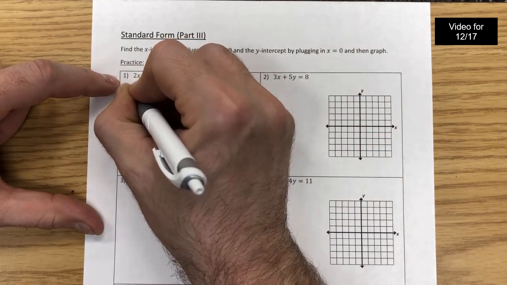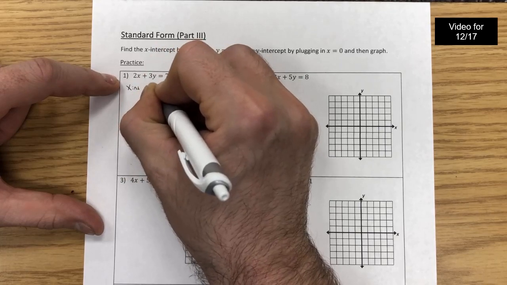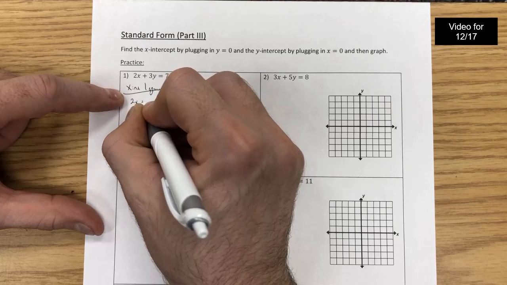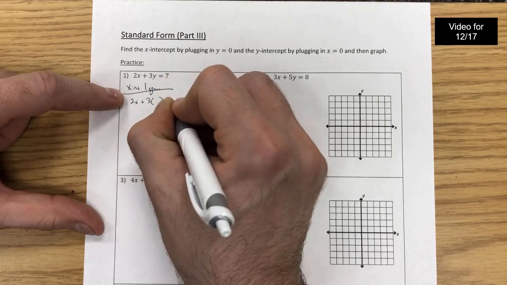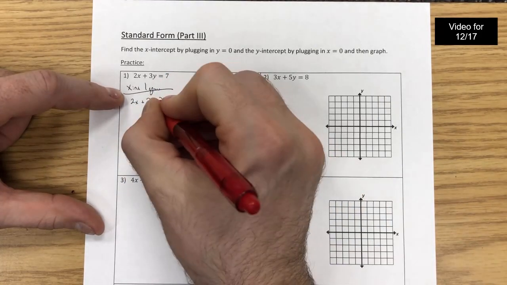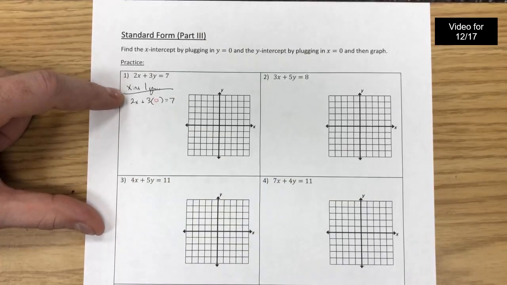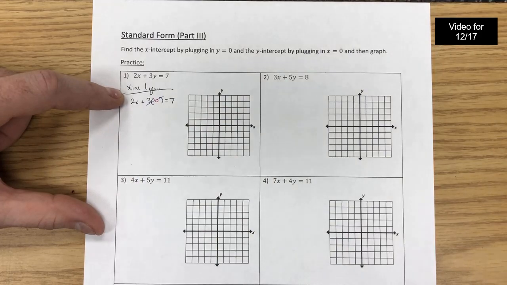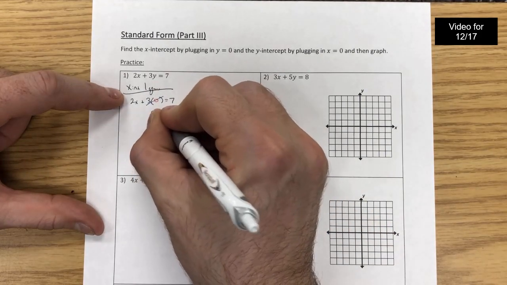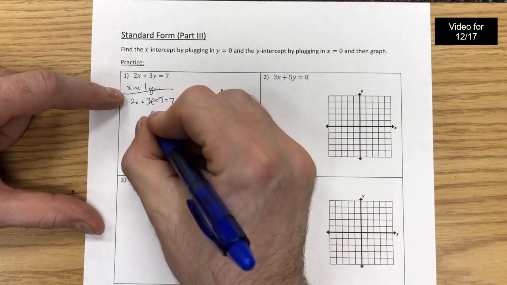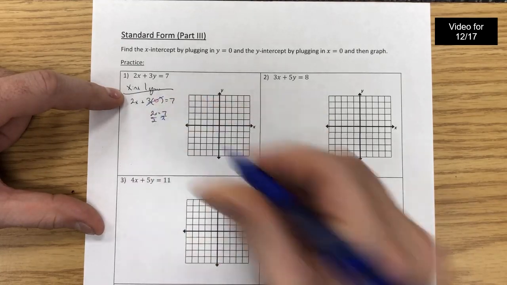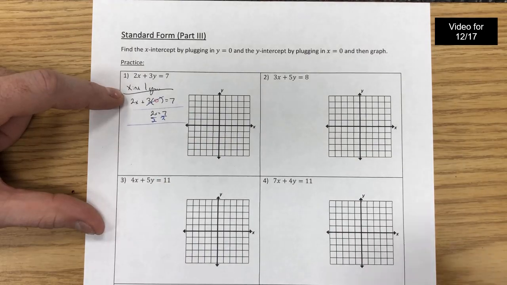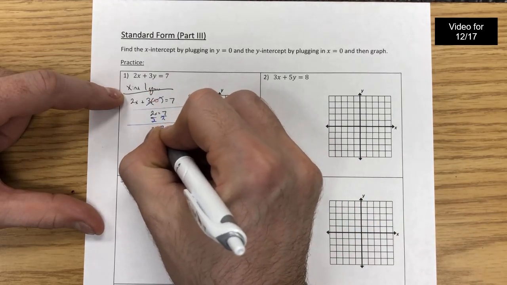To graph my x-intercept, I know that I'm going to be plugging in a y of 0, which means I'm going to say, okay, so 2x plus 3 times 0 equals 7. And what I know is going to happen is that's going to cancel out, because 3 times 0 is 0, so I have 2x equals 7. I'm going to divide both sides by 2. And see, that's step 1, step 2. I have an x equals 7 halves.